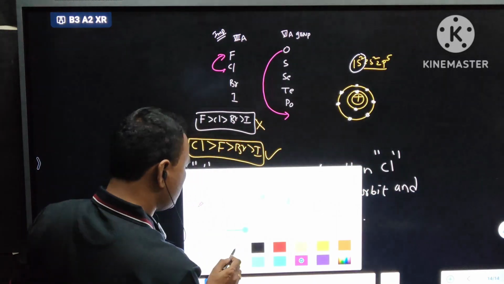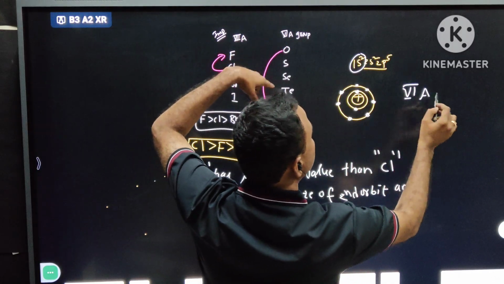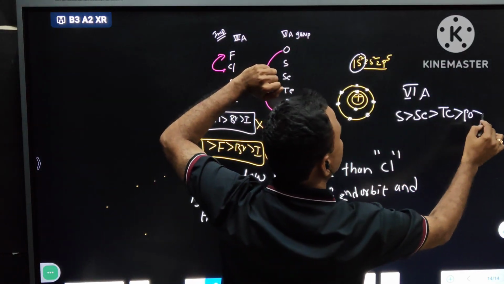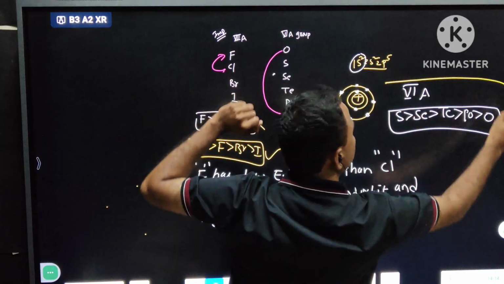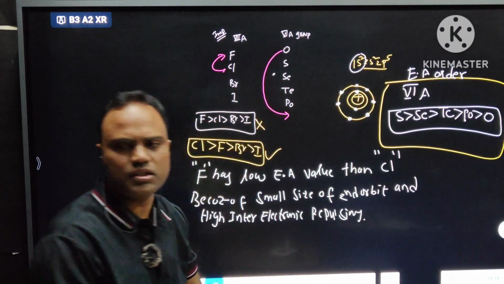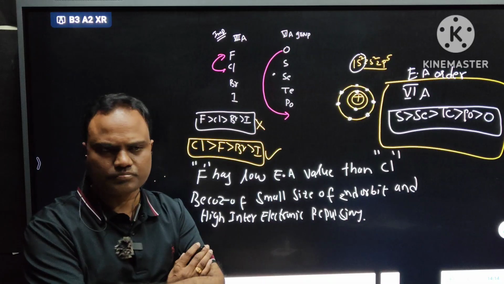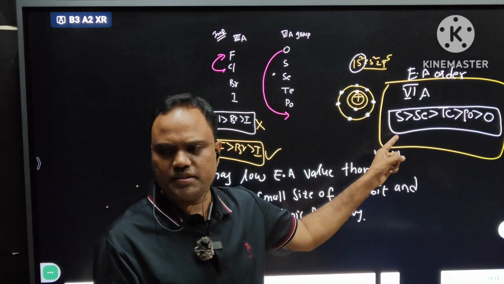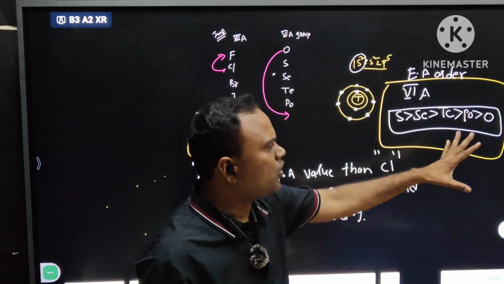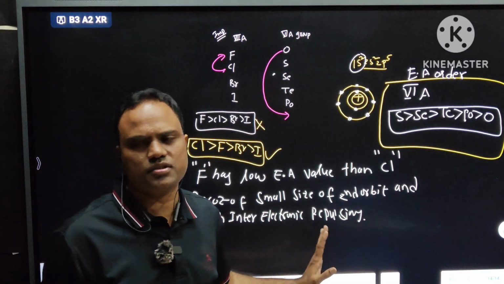So arrange these elements in the increasing or decreasing order. For the 6th A group, the order is sulfur greater than selenium greater than tellurium greater than polonium greater than oxygen. Oxygen should be last. This is the electron affinity order, very important, for 6th A and 7th A group elements. Clear? Sulfur size is lesser, so sulfur has more electron affinity. Next, selenium. Oxygen size is very small compared to the remaining, but the same reason applies for oxygen also.